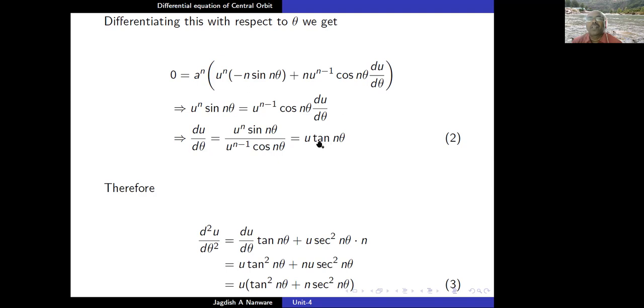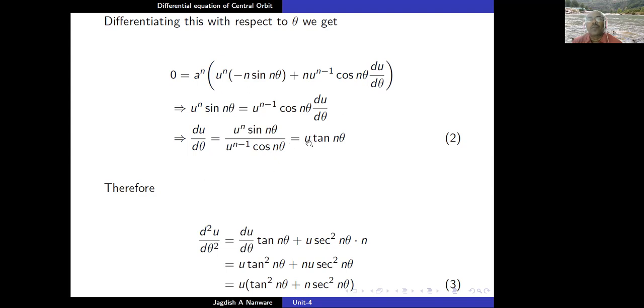Now again differentiate this equation 2 with respect to theta. So again this u is a function of theta. Use the product rule. So take the derivative of the first function, which is du by d theta. The derivative of the left hand side is its second derivative.